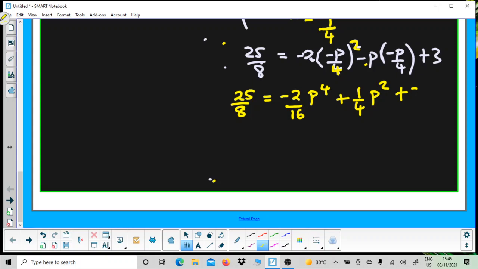P to the power. Oh, thank you. This part right here, isn't it? Because we have negative p over 4 and then it's squared. So p should be squared. I was looking at the 4, obviously.